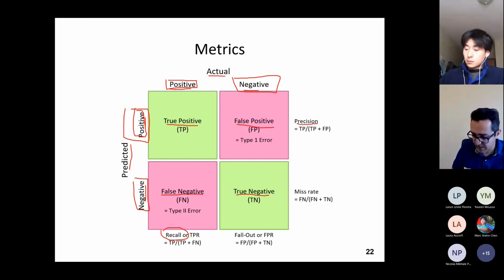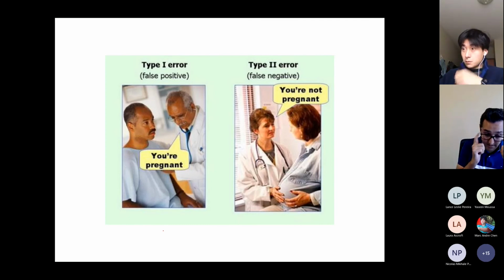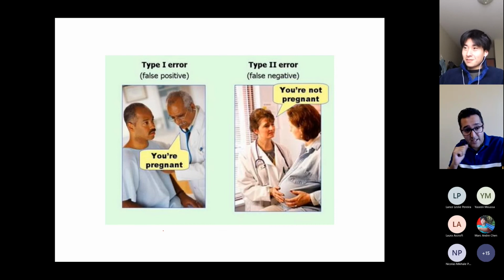And there are some other metrics as well. There are other names for some of these. So we have type 1 error, which is false positive. False positive is type 1. It's when you tell a dude that he's pregnant. Okay, it's false positive. We said it's positive, so he's pregnant, but it's false. It was wrong. It's false positive. This is type 1 error.